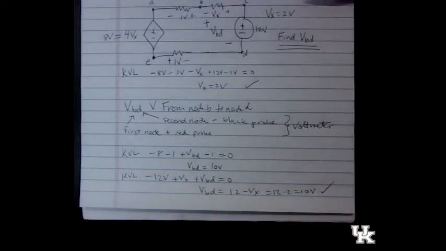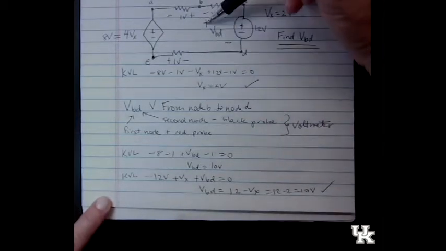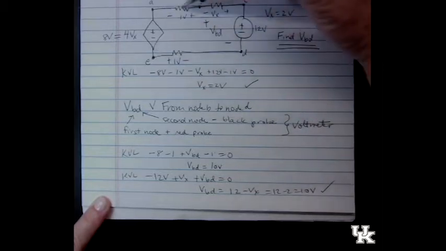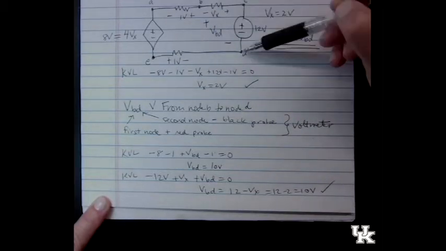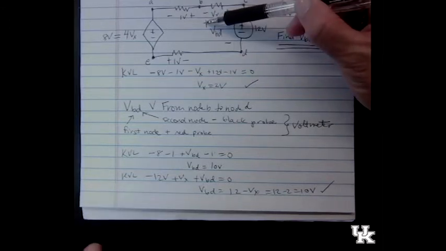Why did they put VBD as positive? Because the way I went around my loop, I hit the plus sign first. So when I went clockwise this way, I hit the plus sign. When I went counterclockwise this way, I also hit the plus sign first. Okay?